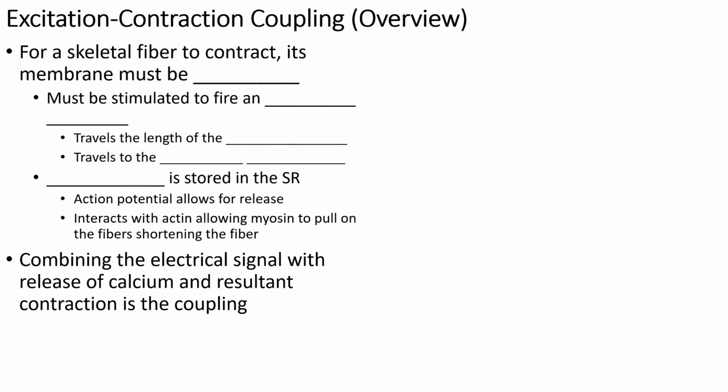We've already stated that we have to excite a muscle fiber. The only way we're going to excite this muscle fiber is we have to depolarize it. Another way we say depolarize is we say it excites it. We will depolarize the muscle fiber, because we must fire an action potential.